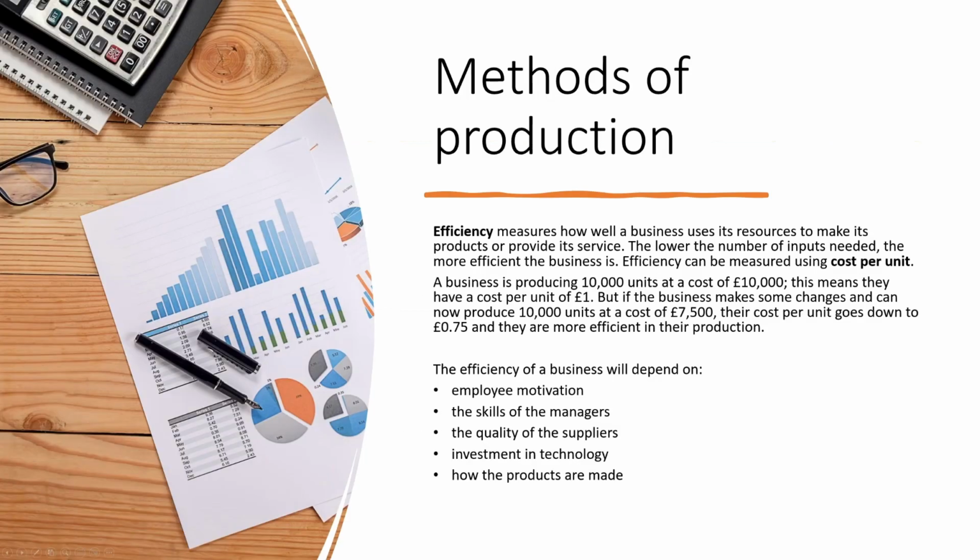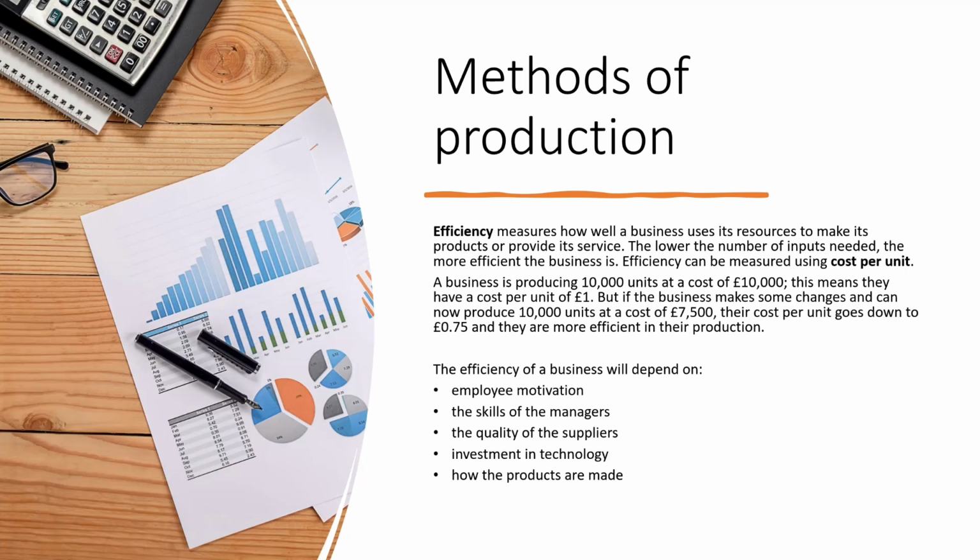Okay, furthermore, let's talk about efficiency in the methods of production. So efficiency measures how well a business uses its resources to make its products or provide its service. The lower the number of inputs needed, the more efficient the business is. So efficiency can be measured using cost per unit.